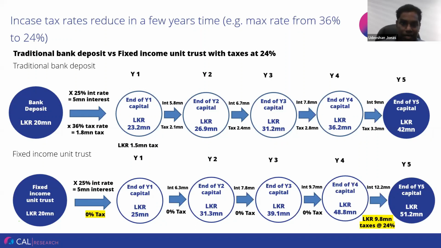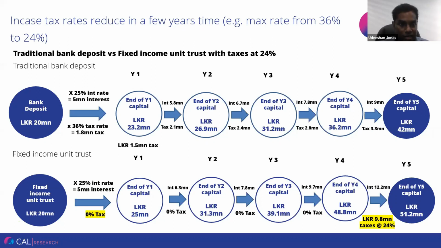So if you don't take your interest out every month or every year, you can push back the interest payment, not that you are not going to pay taxes, but you're going to pay that tax on a future date. So there is a time value of money impact that will come and hit you, which is beneficial. So in our first example, we've looked at a 20 million rupee deposit.